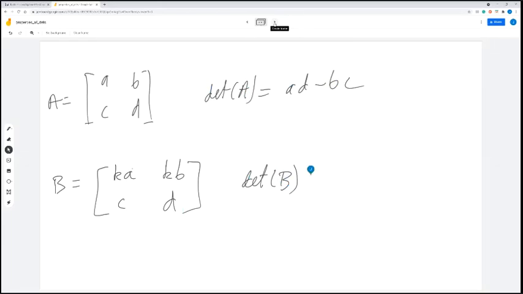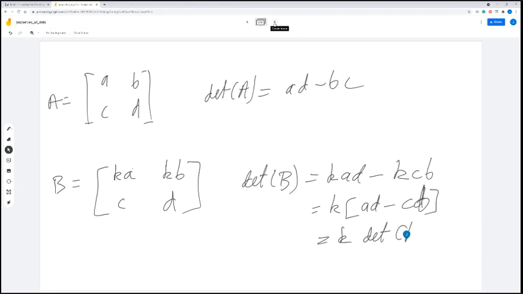And I can apply the rule, right? The rule says multiply the diagonal elements and subtract the product of the off-diagonal elements. So I will get kad minus kcb, right? And you can see that k is a common factor. You can pull it out, and it will be ad minus cb. And this is just k times the determinant of A, because ad minus cb is the determinant of A. So you see, the determinant of B is just k times the determinant of A.